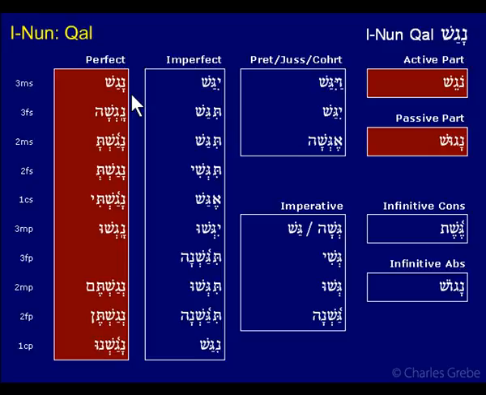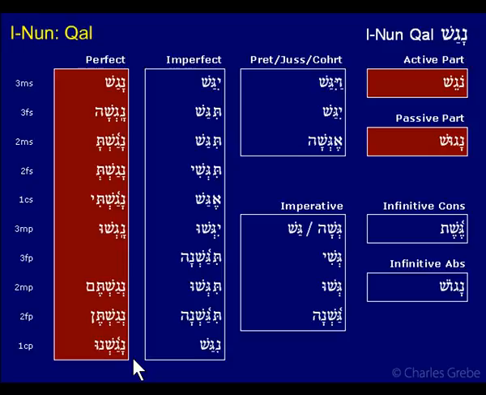And the reason is because of this comments here. You have an intermediate vowel. You've got a vowel that is sitting between the nun and the next consonant, and so the nun is not going to assimilate. So it behaves completely normally. Nagash, Nagasha, Nagashta, Nagash, Nagashti, Nagashu, Nigashtem. You see, even here, you got the vocal shava, just like the strong verb.